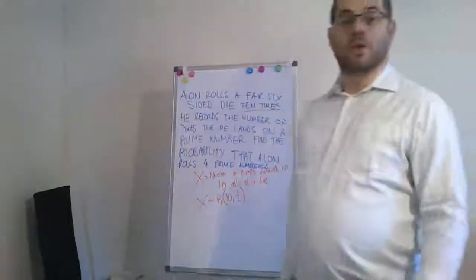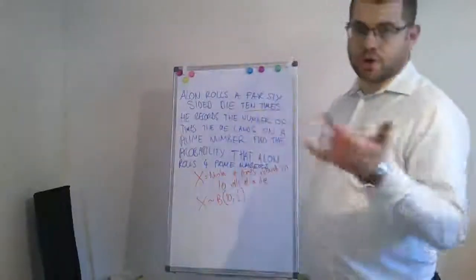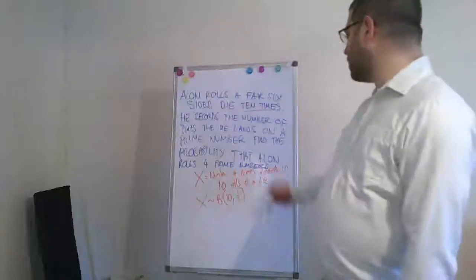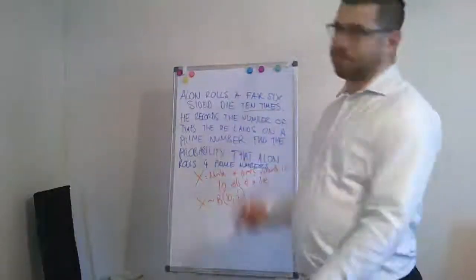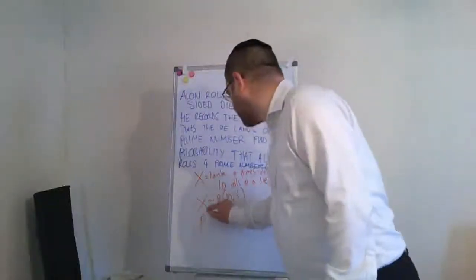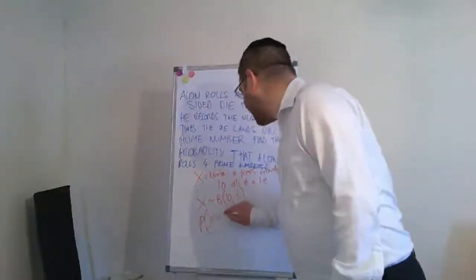That's the second thing. The third thing is to write what the question is asking you to do. So it's asking you that he gets 4 prime numbers. And because X is the number of primes and I want 4 prime numbers, then clearly the question is asking me probability X is equal to 4.